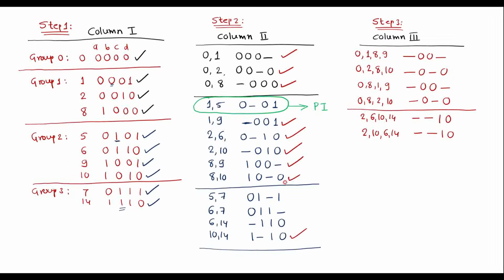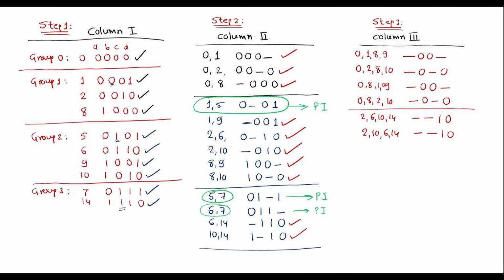Here we have check marks. Here there is no check mark, so this is also a prime implicant. That is, 5 7 is a prime implicant. Similarly, 6 7 is also a prime implicant. Similarly, here 6 14, sorry, 6 14 is already considered, so we are supposed to put a check mark here.